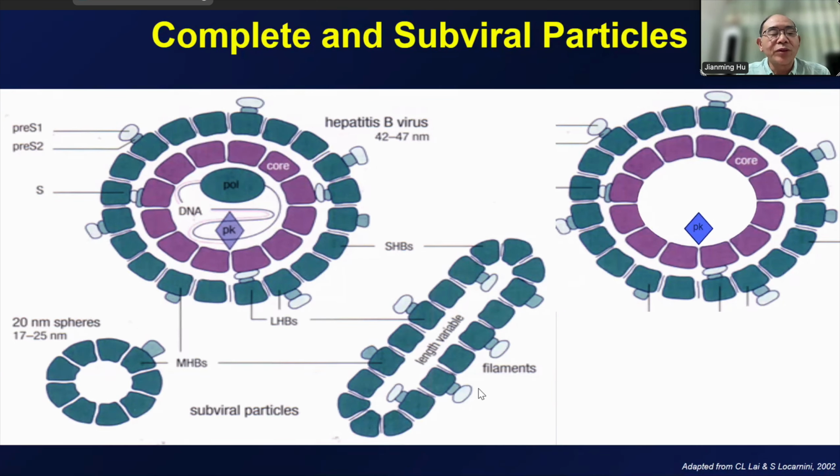So both spheres and filaments actually are not intact viruses. They only have envelope proteins. They don't have capsids, and they don't have DNA. What's also depicted on the right side is a more recently discovered and characterized type of particle we call the empty virus or empty virion. It has an envelope on the outside, and it has the purple layer, which is the capsid, but it has no DNA and no polymerase. Interestingly, it also has the protein kinase, also incorporated from the host cell. Next, please.